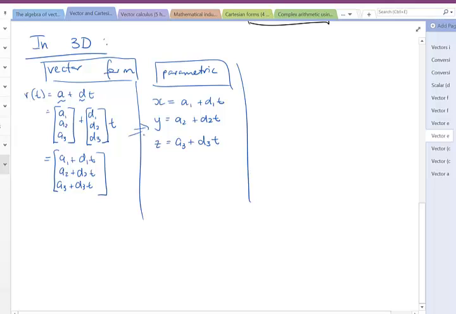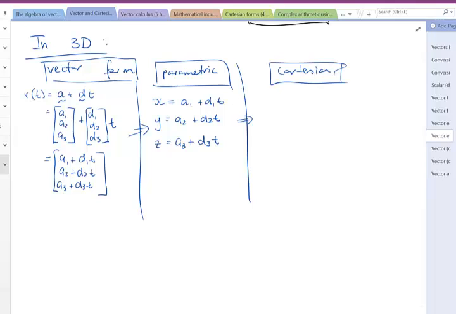So as this leads into our Cartesian form, the idea is to isolate t for each. When we isolate t for the x equation, we'll have x subtract a1 divided by d1. When we isolate t for the y equation, we'll have y subtract a2 on d2.